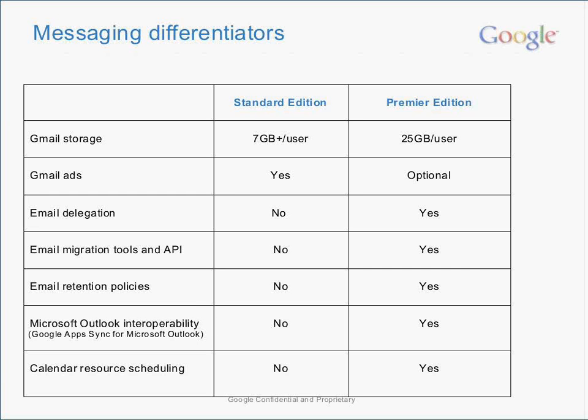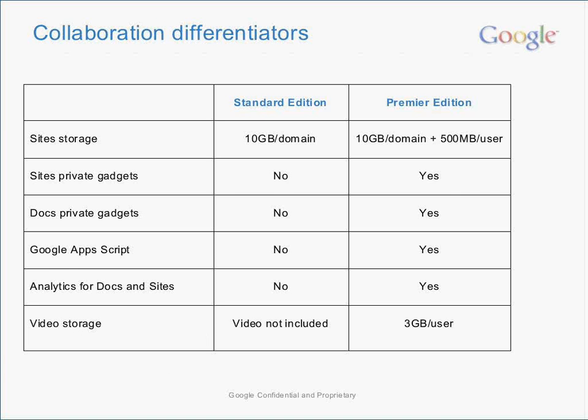With that, let me move on to the collaboration applications and talk about some of the differences over there. Most importantly, one of the biggest differences is in sites, where we are offering only 10 gigabytes per domain as opposed to Premier Edition, where the storage quota is variable based on the number of users that you have. We give an initial 10 gigabytes per domain and then an additional 500 megabytes per user. By the way, all of the storage is actually pooled together to form quota for the whole site for your domain, and it's not individual quota.